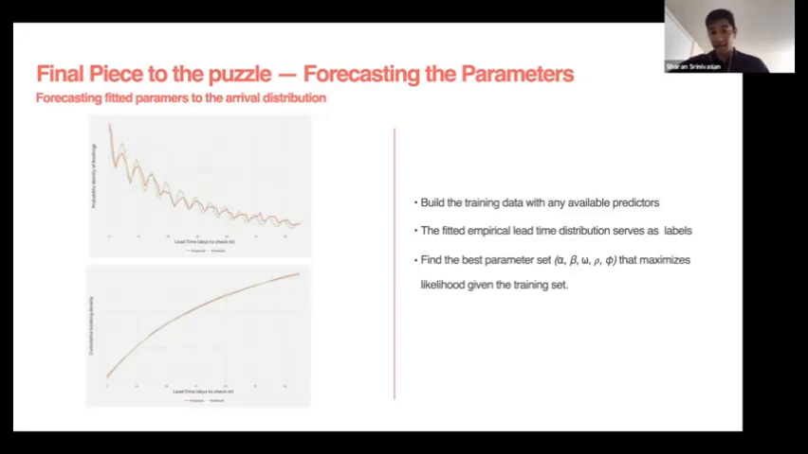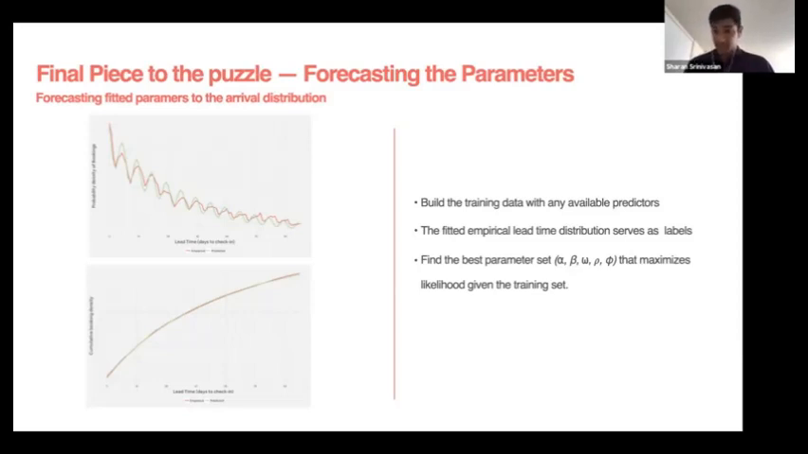What we get at the end is, for every cluster, what we can do is build out our training data with features that we think are predictive of this arrival process. Our labels here would be the empirically fitted lead time distribution, our empirically fitted alpha, beta, omega, rho, and phi. And we can model this process now as a maximum likelihood problem, where we're trying to find these 5 parameters that maximize the likelihood of the arrival process being as such.